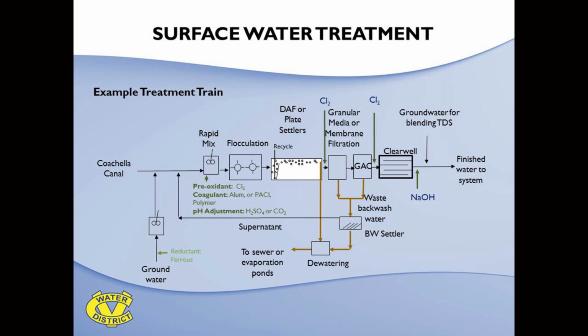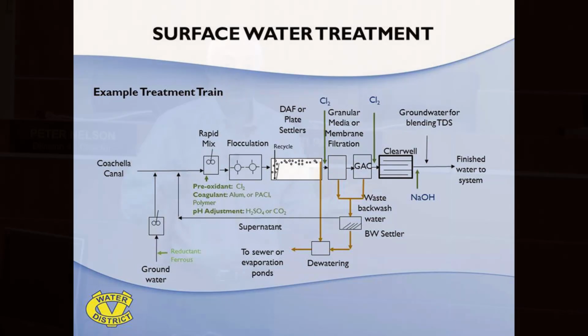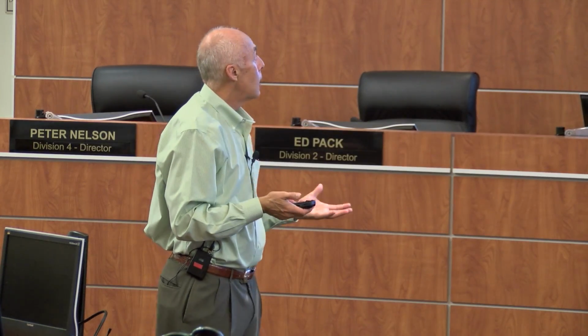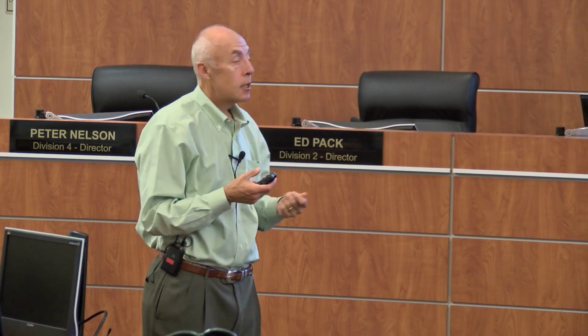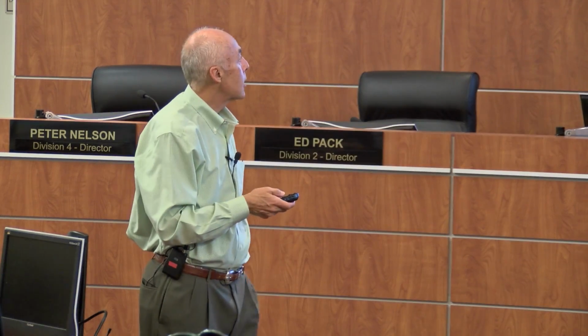The next step is filtration, either granular media or membrane filtration. Granular media is simply a big box full of sand, and the water flows by gravity down through the sand, and the sand removes any remaining particles. Membrane filtration is real fine membranes, kind of like cellophane, that you force the water through using pressure. So we're still evaluating some of these treatment techniques.